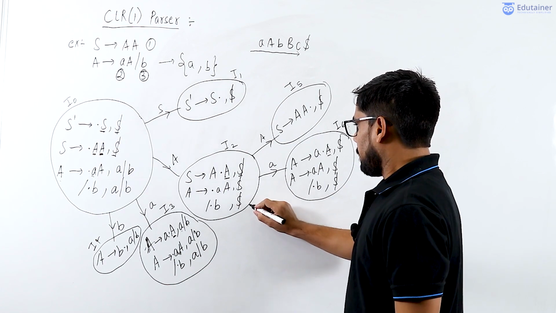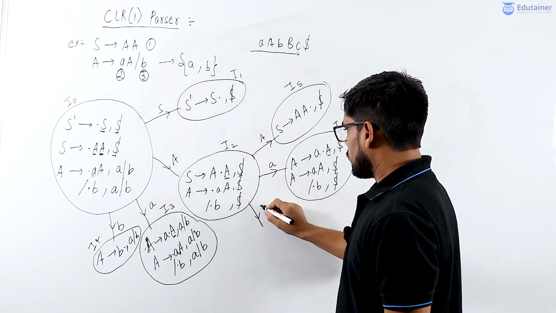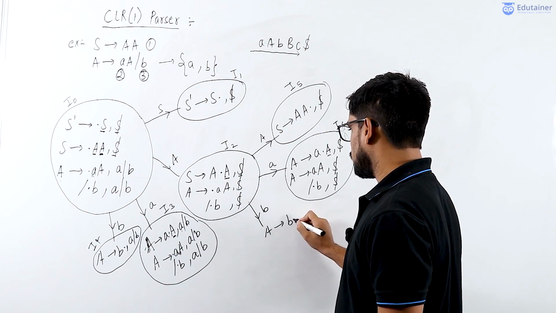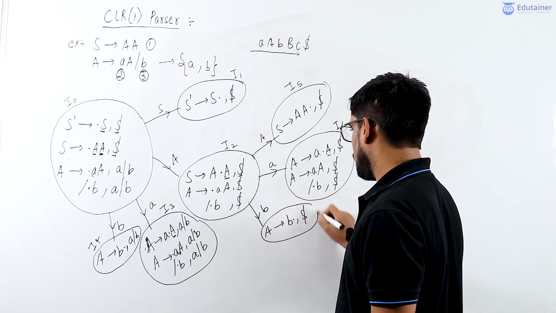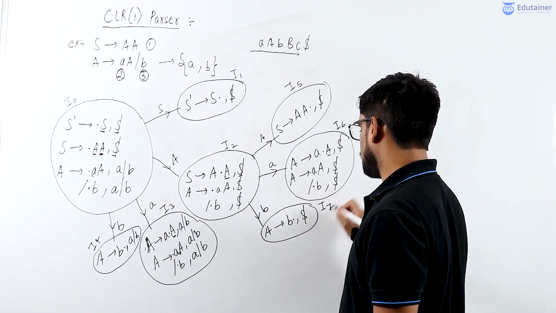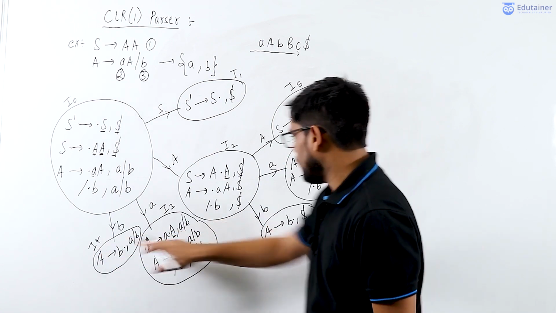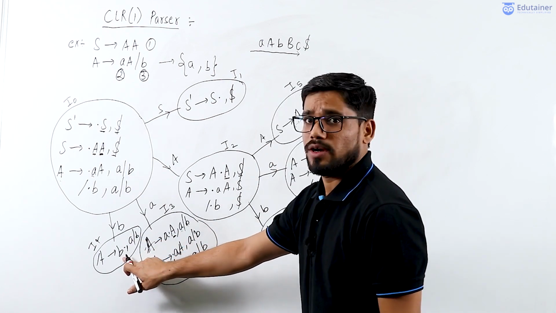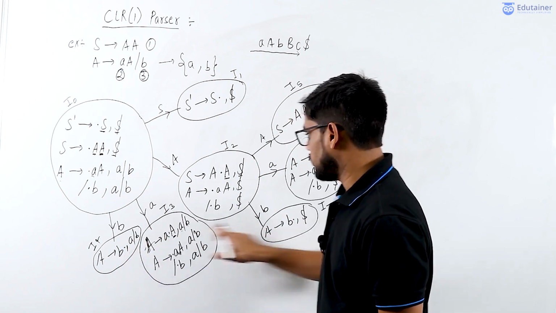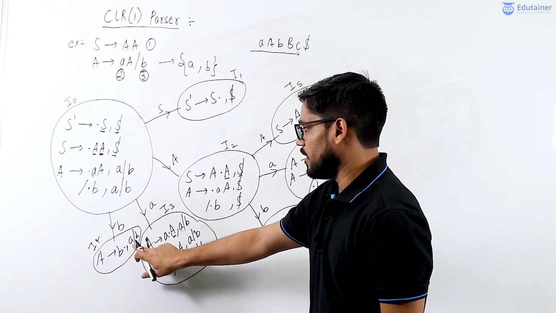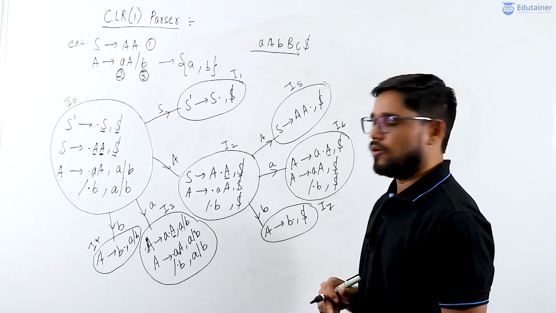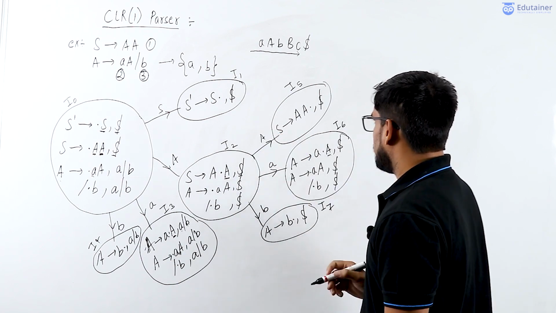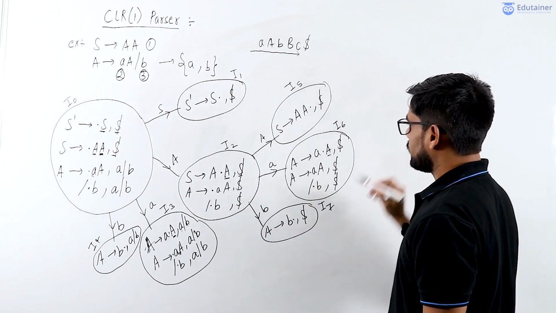Okay. Now on small b, the production will be A derives B dot dollar, and let's say state number I7. So state number I4 and state number I7 are same in terms of canonical collection of LR0 items, but not in terms of look ahead symbol. Okay, here the look ahead symbol is A comma B, here the look ahead symbol is only $. Okay, so state number I2 is completed, state number I5 is completed.